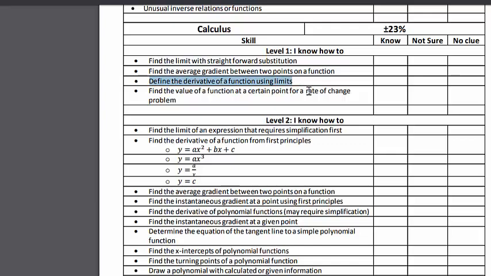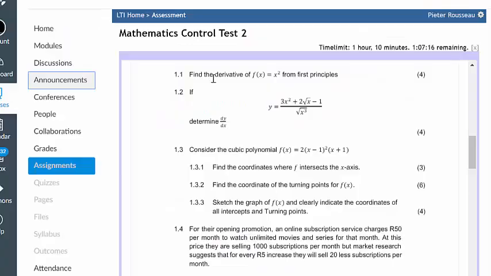It is basically a level 2 skill as well, a routine procedure, so you'll see that it can fall in either level 1 or level 2. But if we go to the control test, that's exactly what we see in the first step. This is a very straightforward finding of the derivative from first principles.